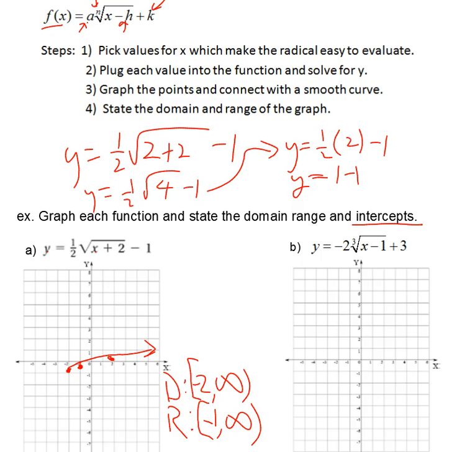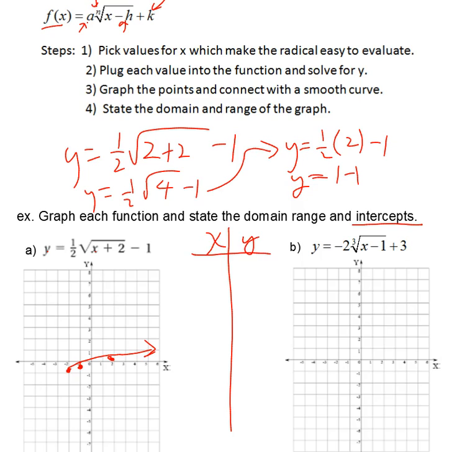Now for cube roots, let's take a look. For this function, I have y equals -2 cube root of x minus 1 plus 3. Again, I need to make an xy table, but again, for this guy, I need 5 points, right? Now, what are our favorite numbers to cube root? -8, -1, 0, 1, and 8. These are the numbers I want.